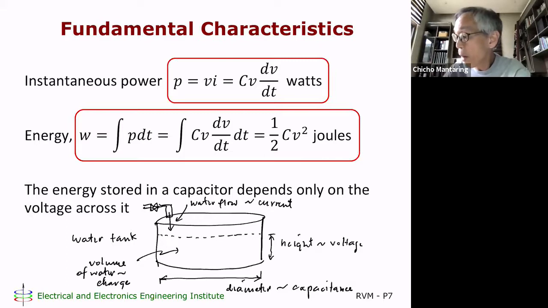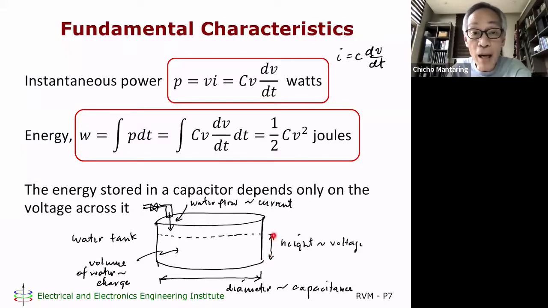So in a capacitor, what is I? I is equal to C dV/dt. If your voltage is not changing, then that means your water flow or your current is equal to 0. Because that means our voltage is not changing, or our height is not changing.